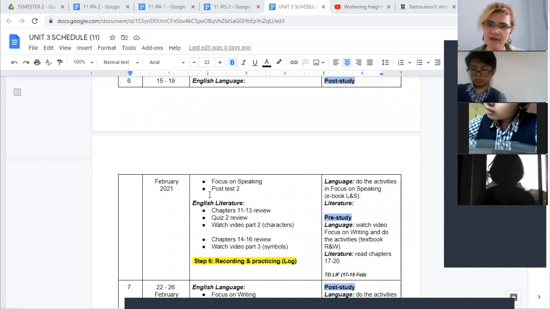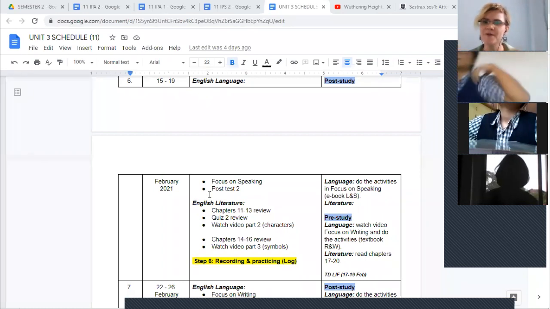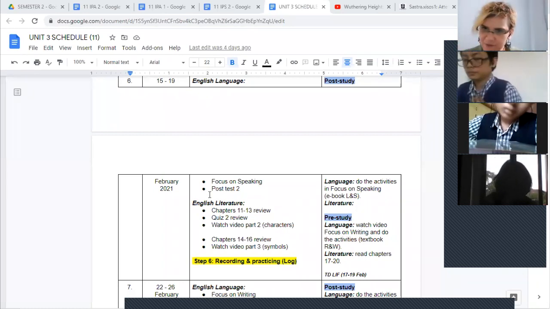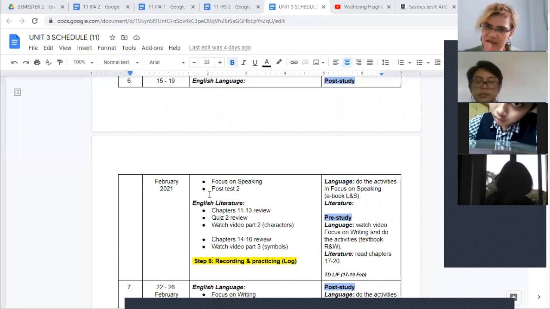But before we do that, I'm gonna let you watch part 2 and part 3 of the video. Part 1 was about the plot, we did that already. Part 2 is about the characters in the story, and part 3 is about the symbols. And next week we're gonna watch the 4th part, which is about the themes in the story. Okay? Just so you get a real idea.